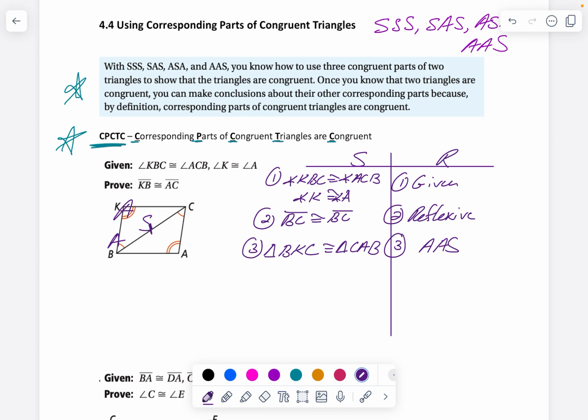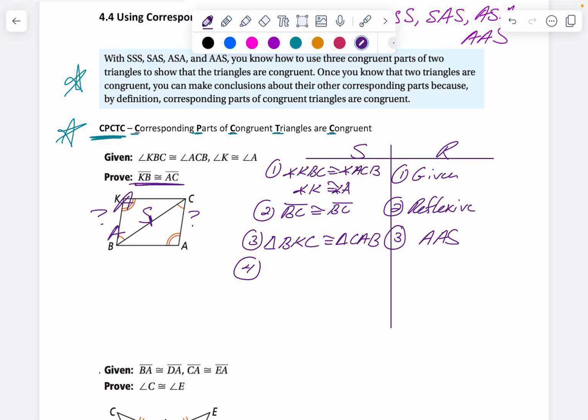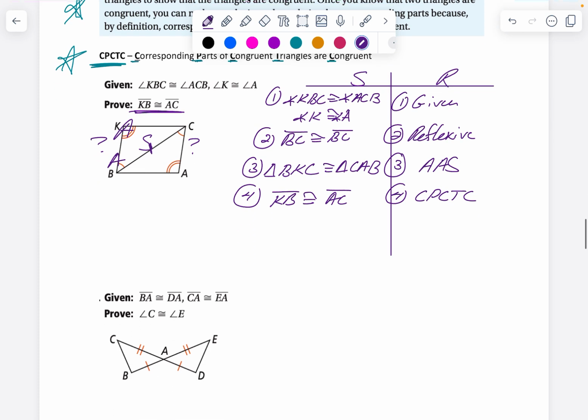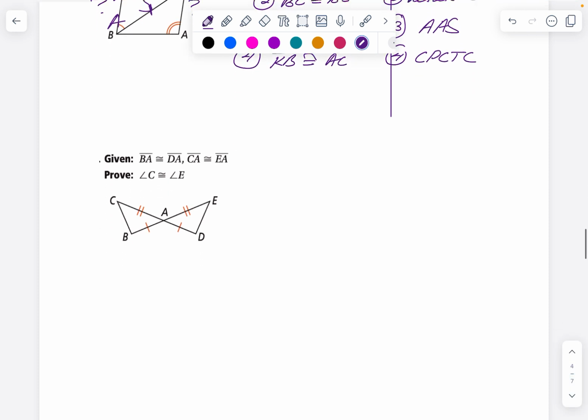And that's AAS. Normally we would be done now, but we're not done because we want to say that this side is congruent to this side. And we can say that now. Since the triangles are congruent, we can say that KB is congruent to AC, and that's because corresponding parts of congruent triangles are congruent, CPCTC. And so all the proofs now are very similar, just one more step to talk about one of those corresponding congruent parts. All right, let's look at our next one here.